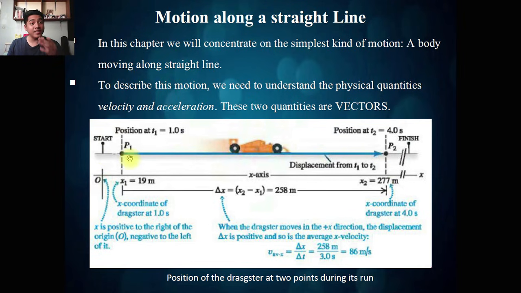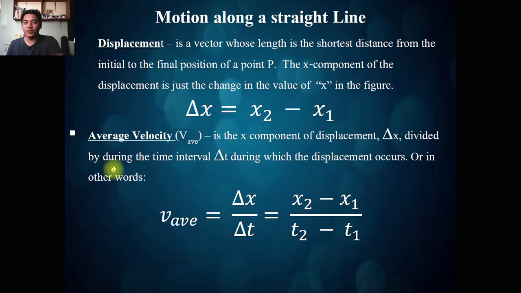But the distance traveled is actually what? Twice 277 meters. Because distance is a scalar, while displacement is a vector, and displacement always has a reference, which in this example is our starting point. So I hope that is clear to you. Displacement is simply delta x equals x sub 2 minus x sub 1.